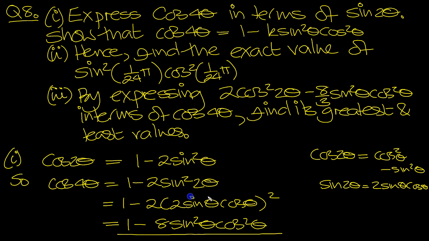Because it was 2 sine theta cos theta times by 2 sine theta cos theta. So we'll end up with 2 times 2 times 2. Sine times sine, cos times cos, 1 minus. So k is equal to 8 in this problem. So hence find the exact value of this.